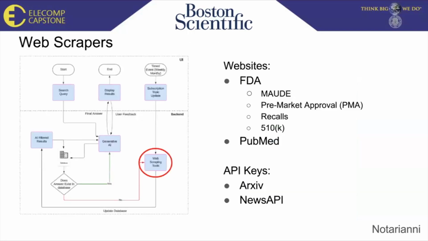I'd like to start by talking about the web scrapers. We pull from two main websites, the FDA database, which has a large collection of other smaller databases such as MAUDE, the PMA, pre-market approval, recalls, and 510K, as well as PubMed, which is a very large collection of medical technology research papers. We also use API keys, which take from Arxiv, which is just a large collection of research papers in general, and News API, which has a bunch of news resources inside of it.